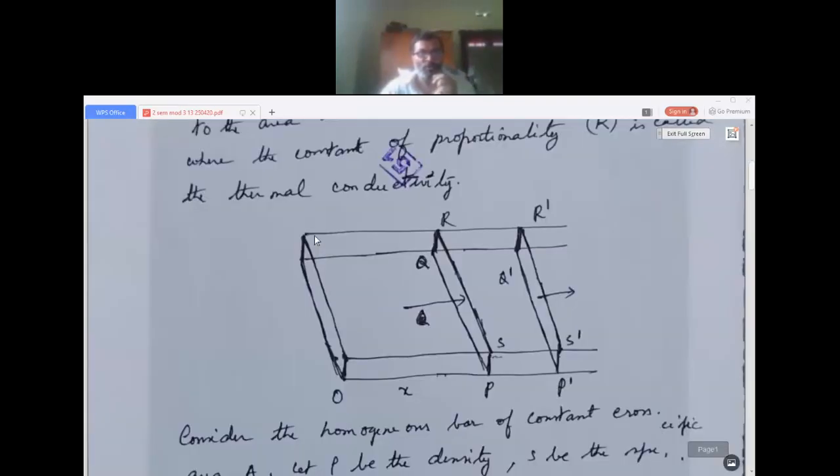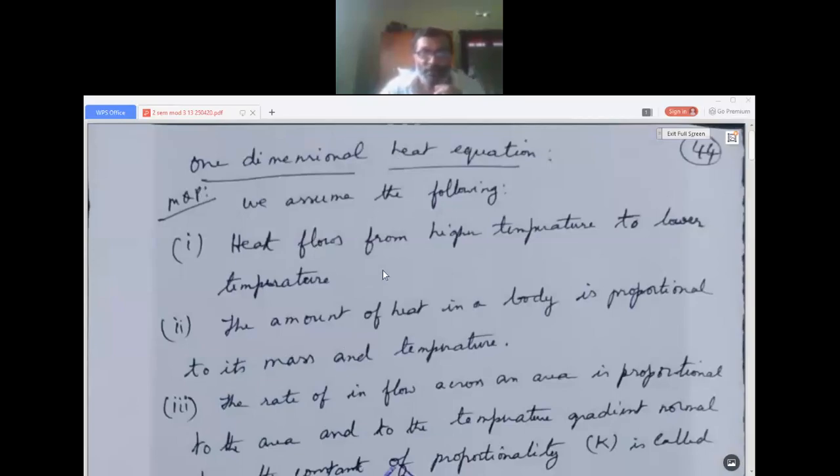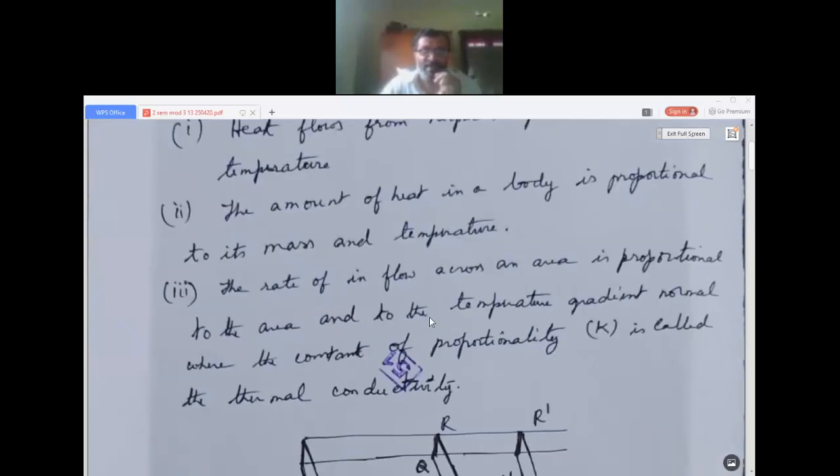It's a model question paper problem. We assume that heat flows from higher temperature to lower temperature. The amount of heat in a body is proportional to its mass and temperature. The rate of inflow in the area is proportional to the area and to the temperature gradient. That means the difference in temperatures normal, that is a small difference in temperatures, where the constant of proportionality K is called thermal conductivity.